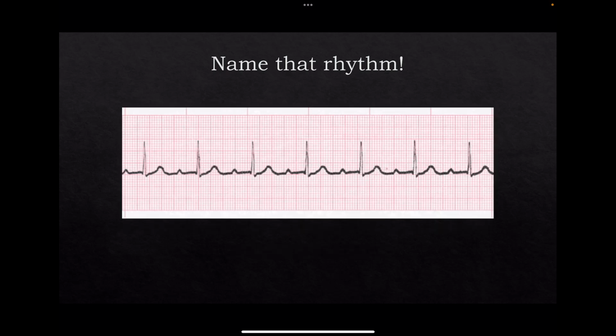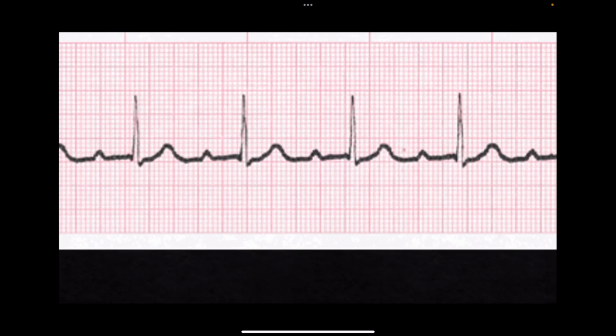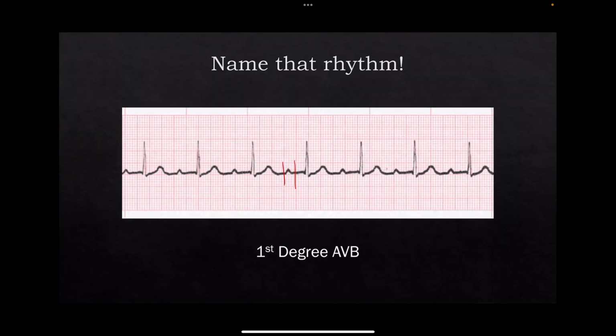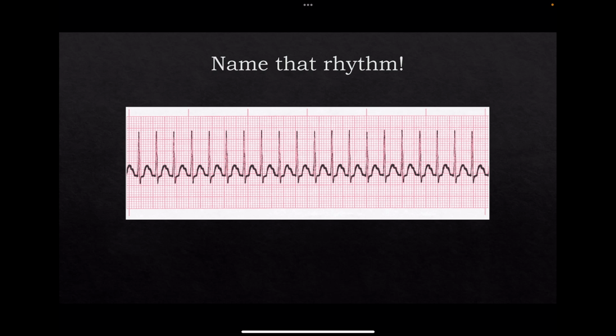What's this? Why is it first degree AV block? And what about it? Consistently long PR interval. And like I said before, here it is. You see how it's bigger than one big box? We know it's lengthened. Look at the big boxes. Okay. What is this?